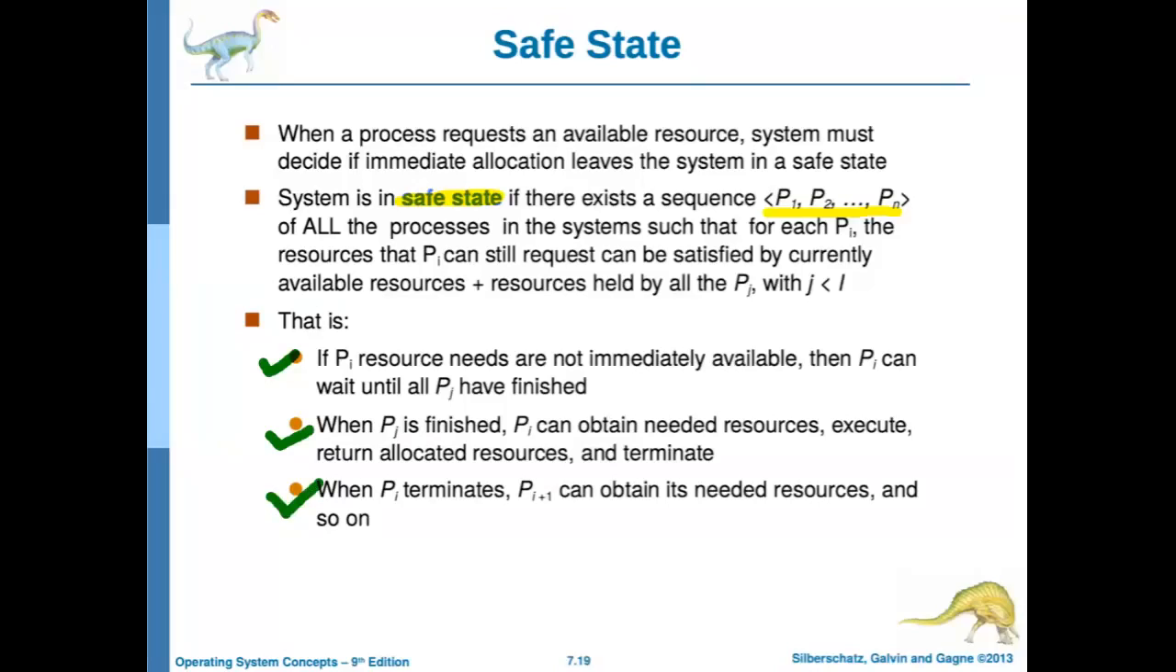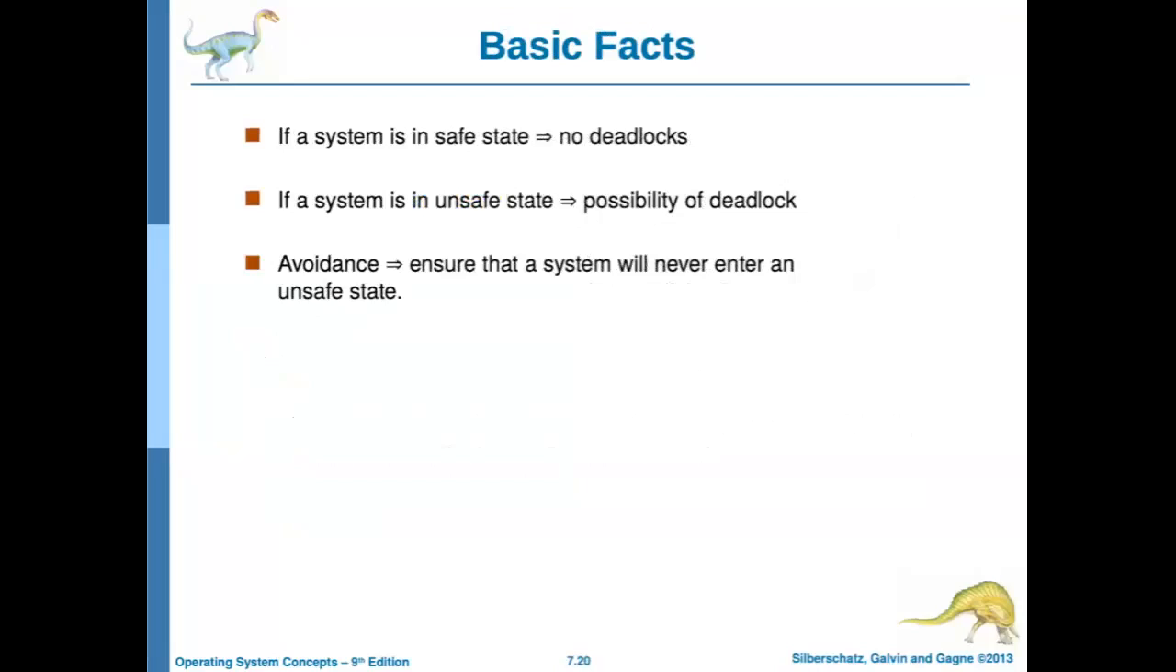So this is called a safe state. If the system is in a safe state, there is no deadlock. If the system is in an unsafe state, there is a possibility of deadlock. That means there doesn't exist such a sequence of execution of processes. Then we say the system is not in a safe state, it is in an unsafe state, so there is a possibility of deadlock.